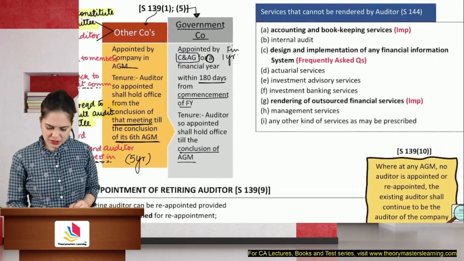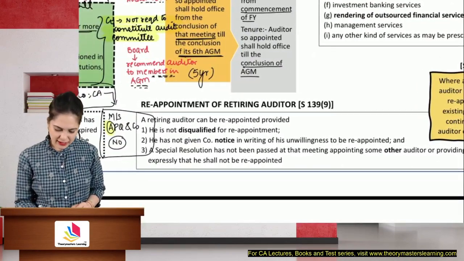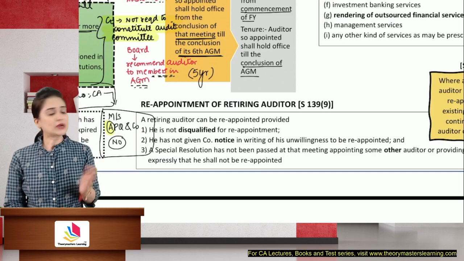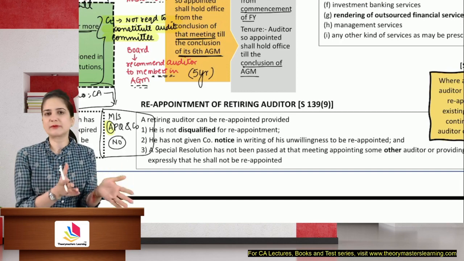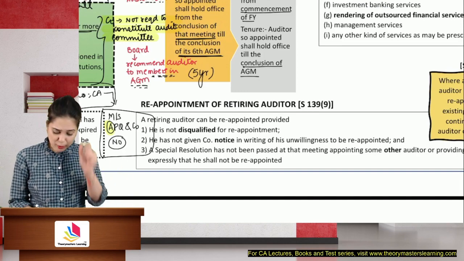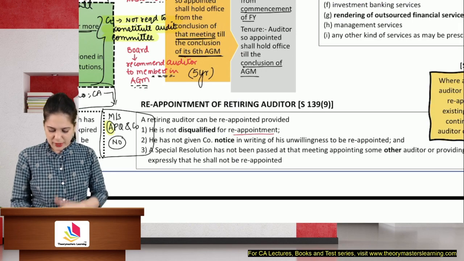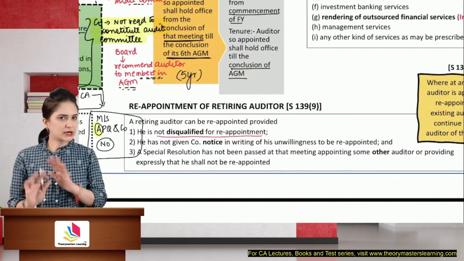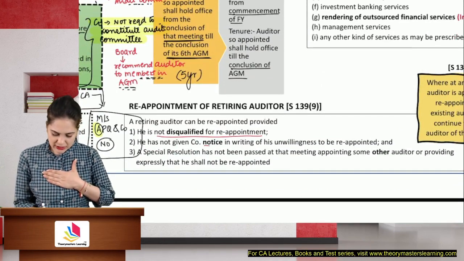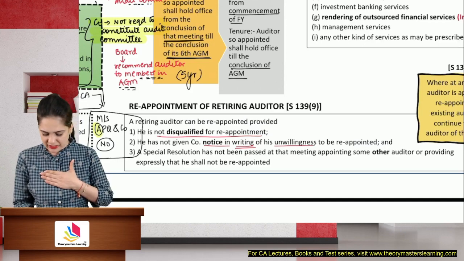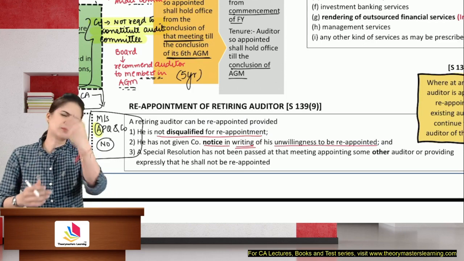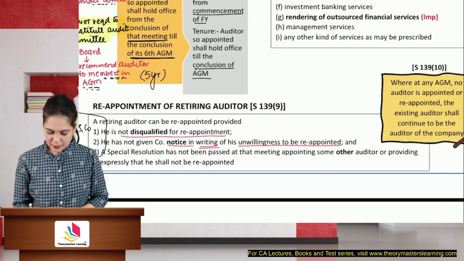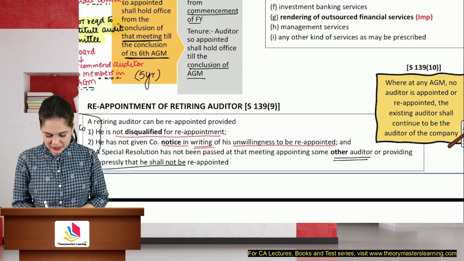Okay. Then we have provisions relating to reappointment of retiring auditor. Now, an auditor retires automatically after 5 years, after his term is over. You can reappoint him, no problem. If you are not covered by the rotation part, you can reappoint that person, provided that he is not disqualified for reappointment. When will he be disqualified? I have discussed that separately later. So if he is not disqualified, or if he has not given a notice in writing of his unwillingness to be reappointed, and a special resolution has not been passed at the meeting appointing some other auditor or providing expressly that he shall not be appointed.